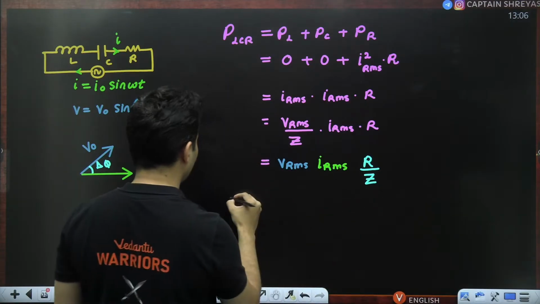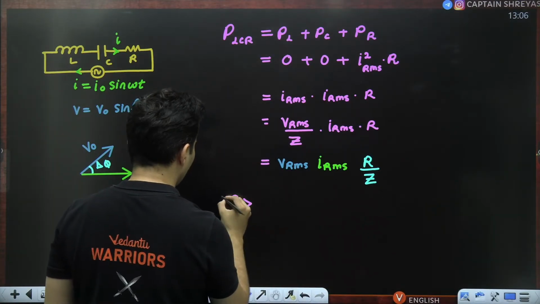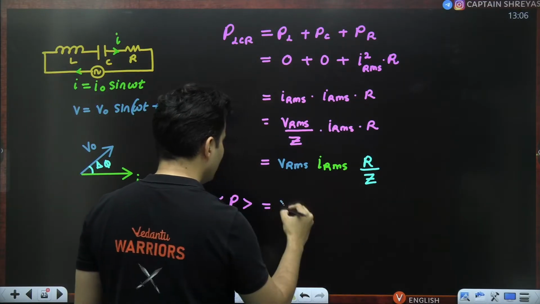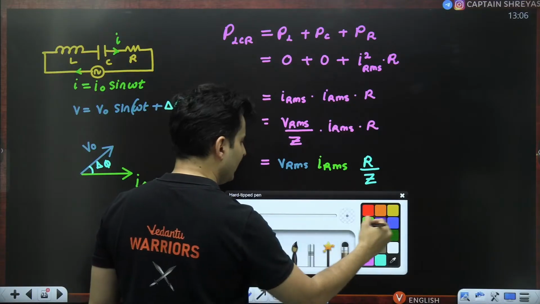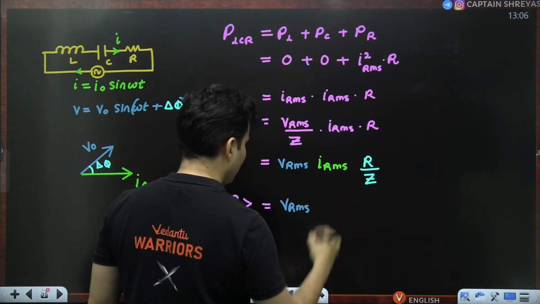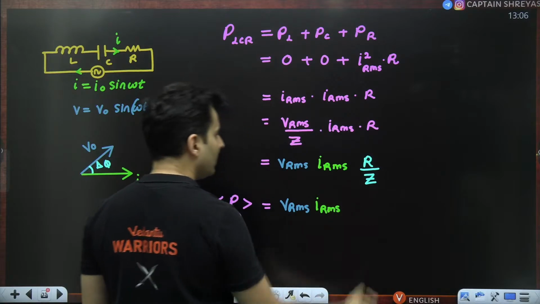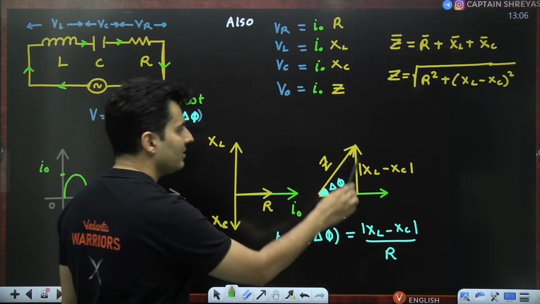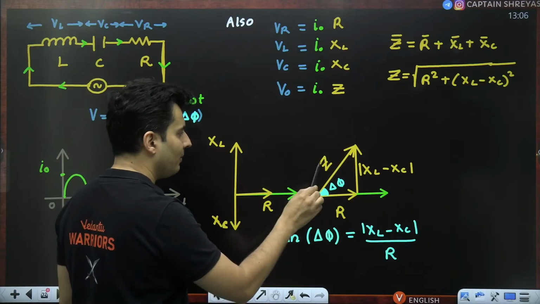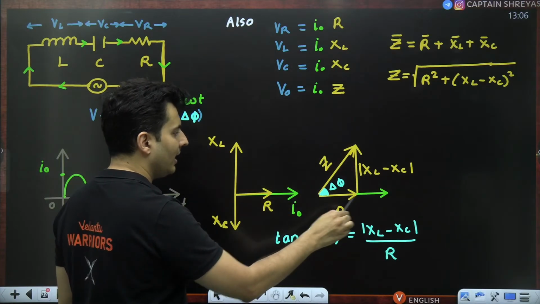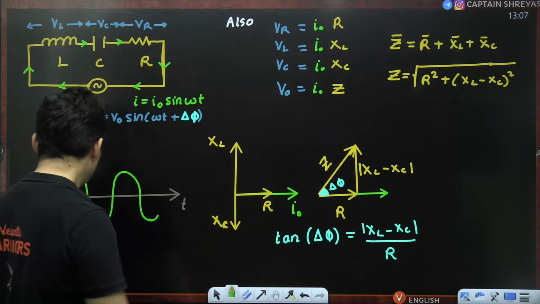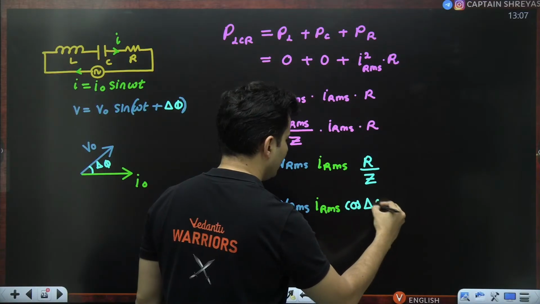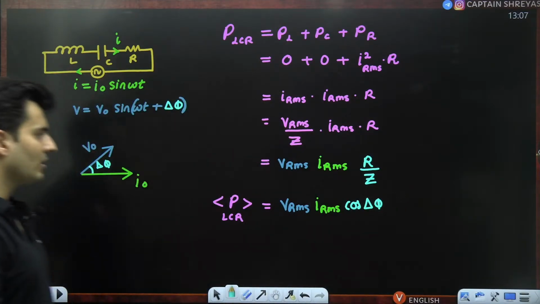What is the reason for that? So the average power loss in your LCR circuit will come out to be the RMS voltage into the RMS current into R by Z. What is this R by Z, you might ask? Go behind a little bit, see this triangle and tell me what is R by Z. Adjacent by hypotenuse for this angle. So it is cos. Yes, it is just the cos of delta phi.